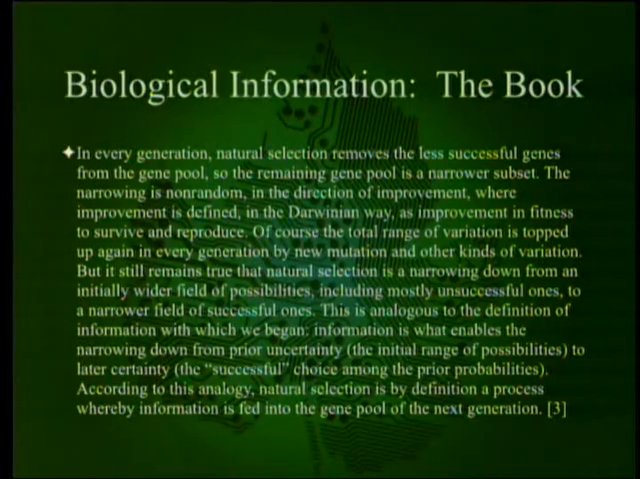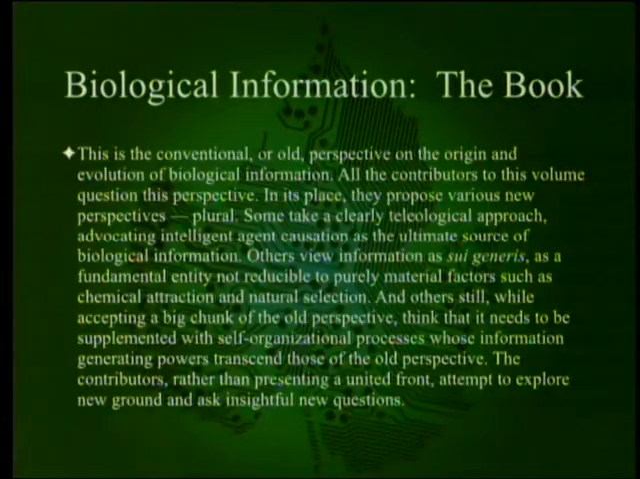This is analogous to the definition of information with which we began. Information is what enables the narrowing down from prior uncertainty, the initial range of possibilities, to later certainty, the successful choice among the prior probabilities. According to this analogy, natural selection is by definition a process whereby information is fed into the gene pool of the next generation. This is the conventional or old perspective on the origin and evolution of biological information.